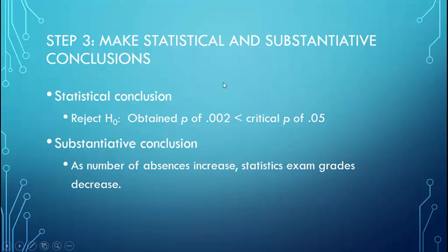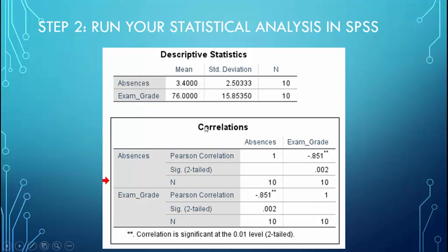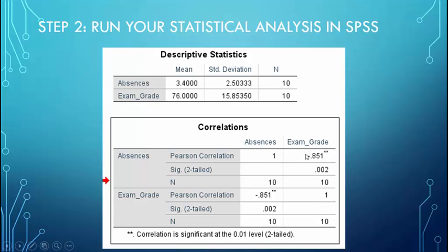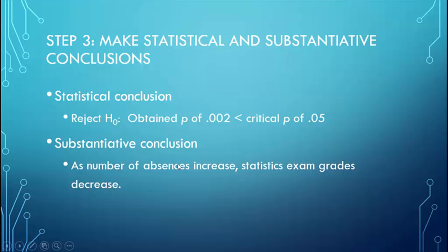So, making our statistical and substantive conclusions: statistically, we're going to reject the null because our obtained p of 0.002, remember, came right from here, is less than the critical p of 0.05. Substantively, you want to say what this means in words, and you're basically describing this negative or positive correlation. Since we have a negative correlation, what do we know? As number of absences increases, statistics exam grades decrease. That's a negative correlation. As this variable goes up, the other one goes down.